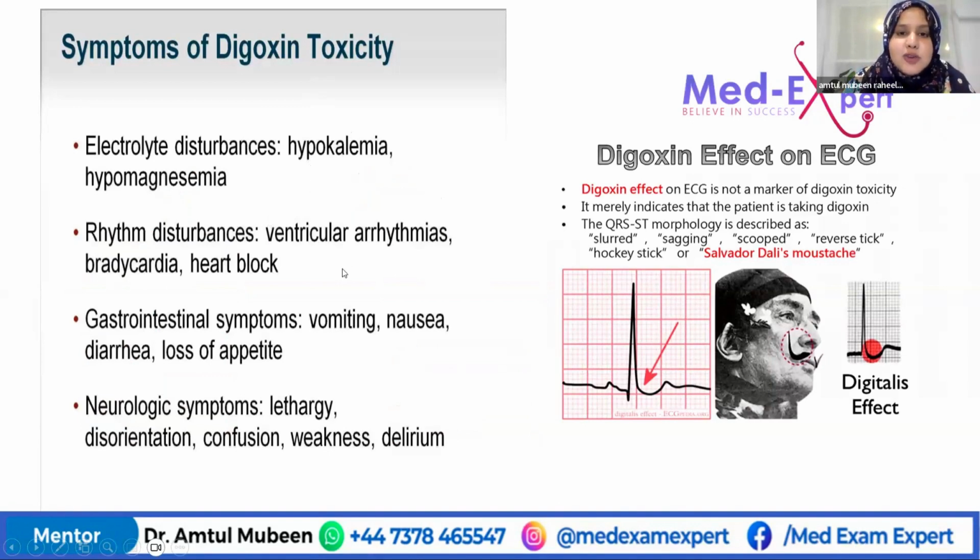So what does calcium do? When you have more calcium, what do you do? People who are younger have more calcium, they run. So everything runs in the body. Vomiting, nausea, diarrhea, loss of appetite. The heart is running now: ventricular arrhythmias, heart blocks. The brain is running: lethargy, disorientation, confusion, weakness, delirium. Just remember, digoxin means everything is running because the calcium has increased and the sodium potassium pump activity has been stopped.